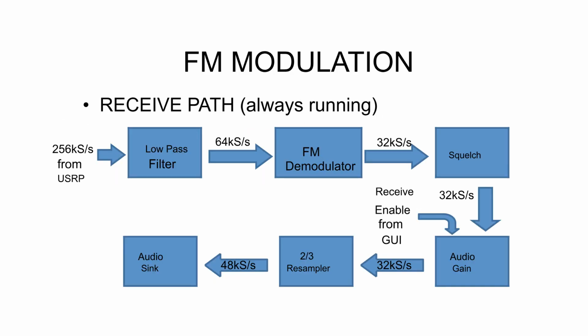the USRP. The receive path is also always running. The signal flows from the USRP at 256 kilosamples per second through a low-pass filter, the FM demodulator, and squelch. From squelch, the signal goes through audio gain, resampler, and finally to the audio sink.